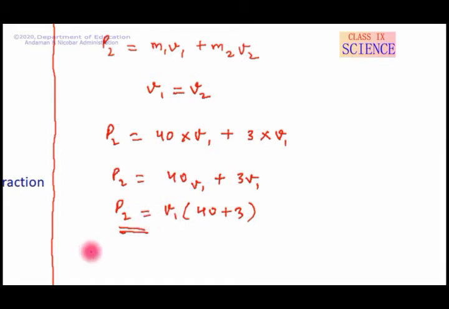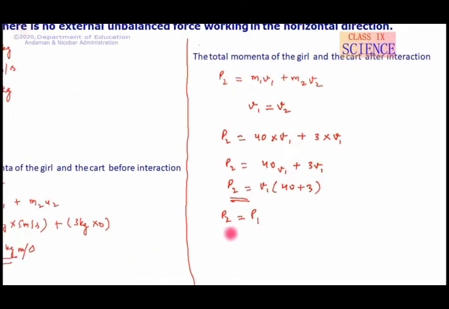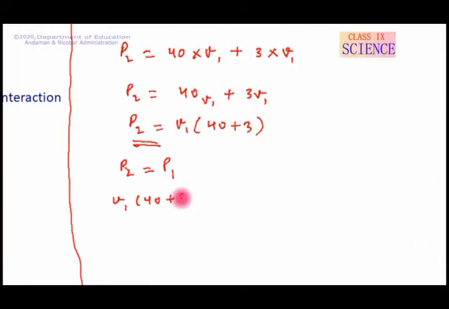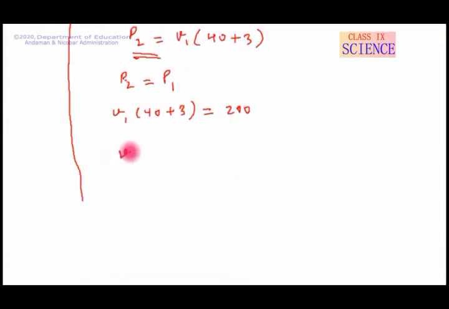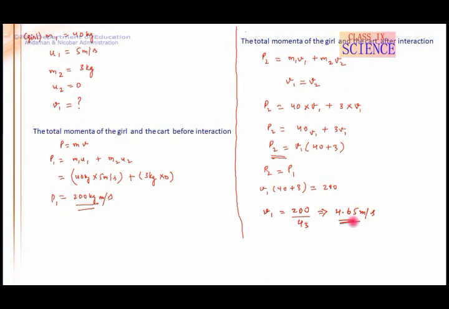According to the law of conservation of momentum, we know that the total momentum of the girl and the cart after interaction must be equal to the total momentum of the girl and the cart before interaction. So we can write P2 is equal to P1. Substitute the values, we will get P2 is v1 times 40 plus 3, which is equal to 200. Here we will get v1 is equal to 200 by 40 plus 3, which is 43. Upon solving this, we will get 4.65 meter per second. So this way the numerical problem could be solved.